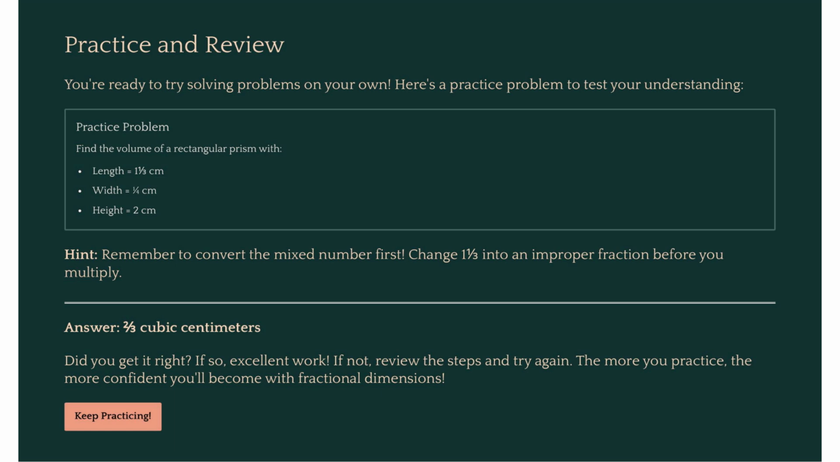It's time for a quick practice check to solidify your understanding. Pause the video and try to solve this one. Find the volume of a prism with a length of 1 and 1/3 centimeters, a width of 1/4 centimeter, and a height of 2 centimeters. Remember the steps. Convert, multiply, and simplify. The correct answer should be 2/3 cubic centimeters. If you got it, you're ready to ace volume with fractional edge lengths.